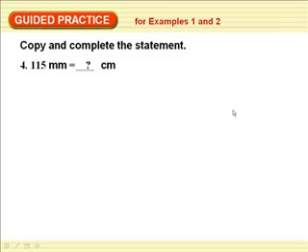Millimeters to centimeters, and if you remember, milli was right here, and centi was right here. So milli to centi is 1 place to the left. So that would be 11.5 centimeters.